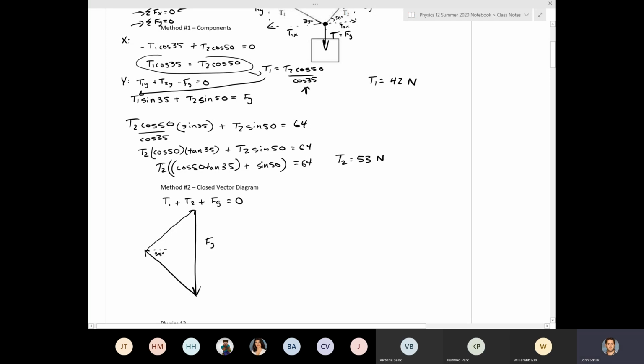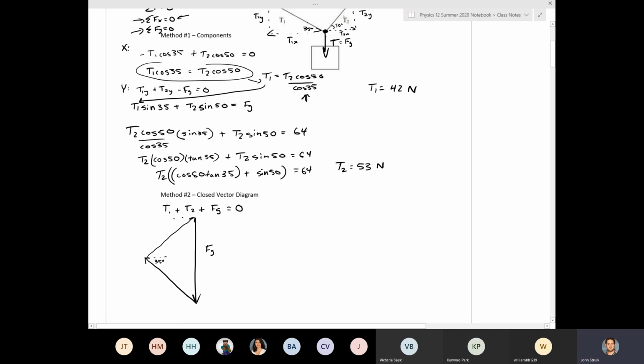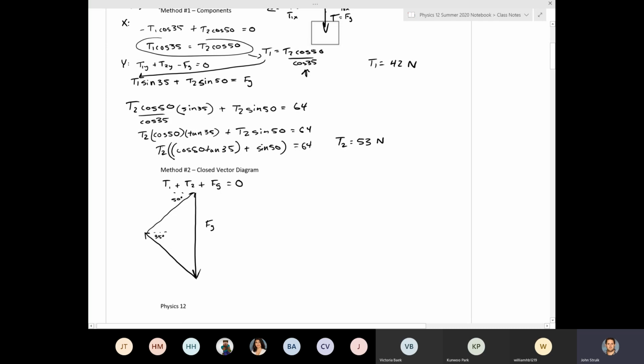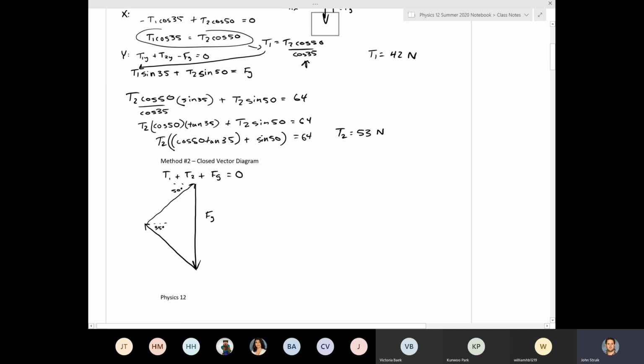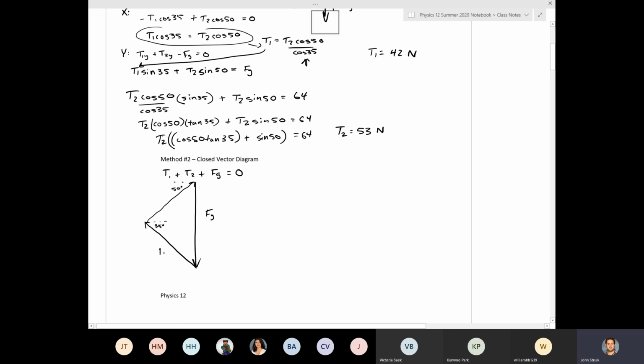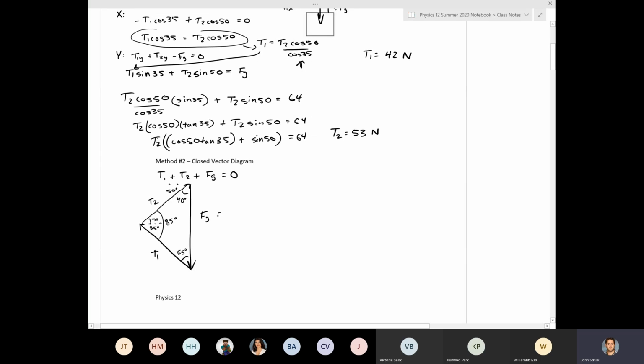And I know for a fact that the FG, where's that 50? 50 is right here, 50 degrees. I know for a fact that the FG is going straight down, because it's only in the y direction. Now this is T1, this is T2. If that's 50, this is 50, which makes this angle 85 degrees. This angle is 40 degrees, which means this angle is 55 degrees. And FG is 64.